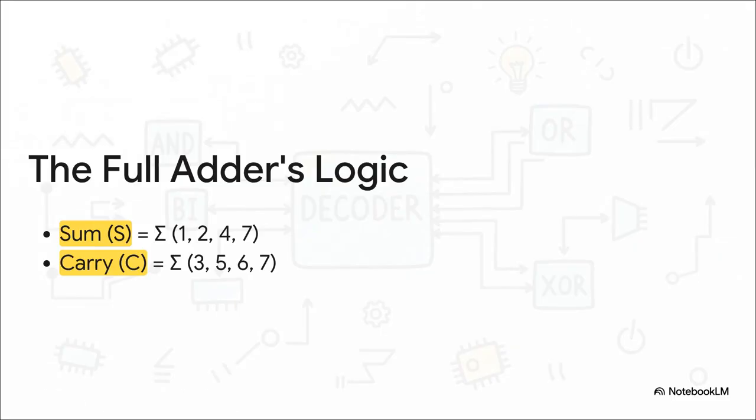So this is basically step 1 of our plan. We just go through that truth table and write down which input combinations, which minterms, make the sum output a 1. Turns out it's minterms 1, 2, 4, and 7. Then we do the exact same thing for the carry output. That's 1 from minterms 3, 5, 6, and 7. We now have our recipe.